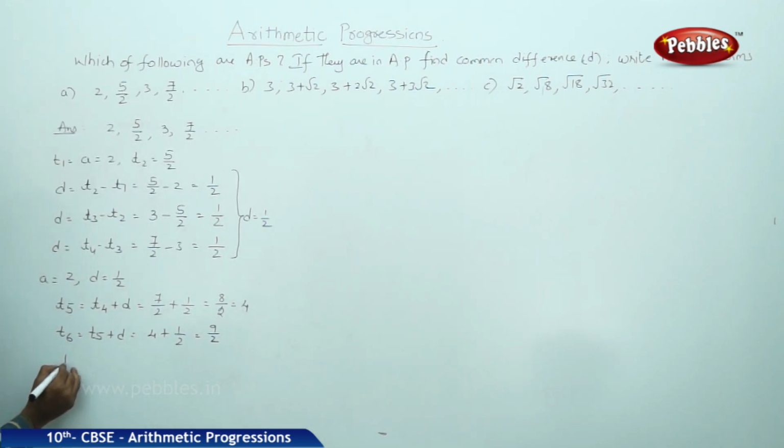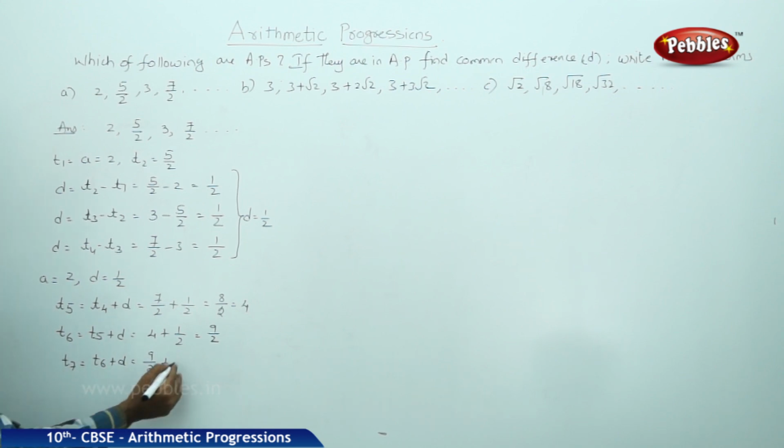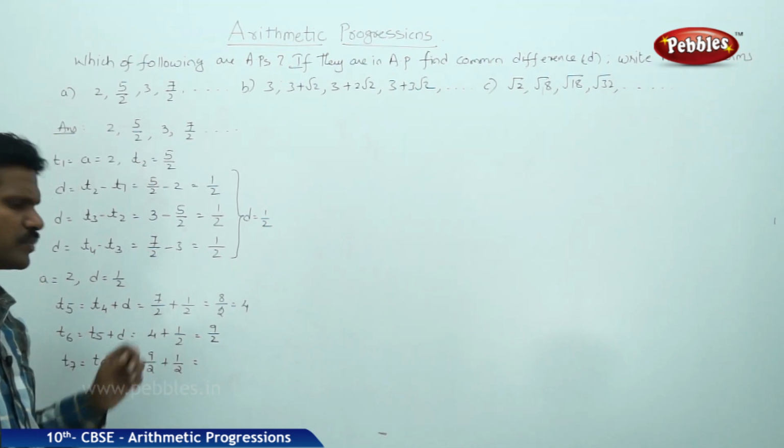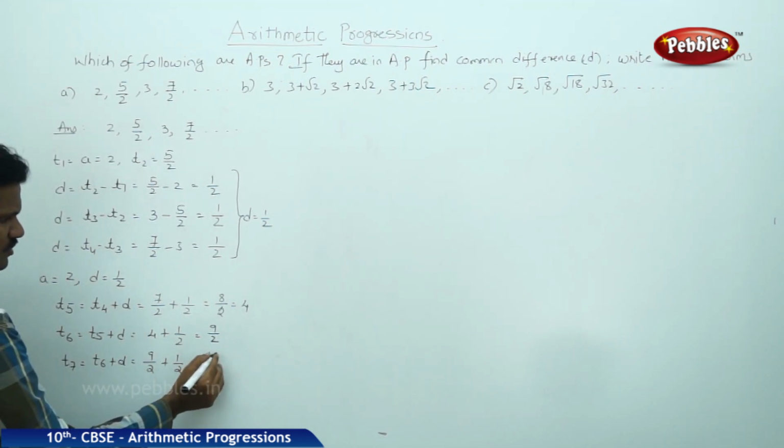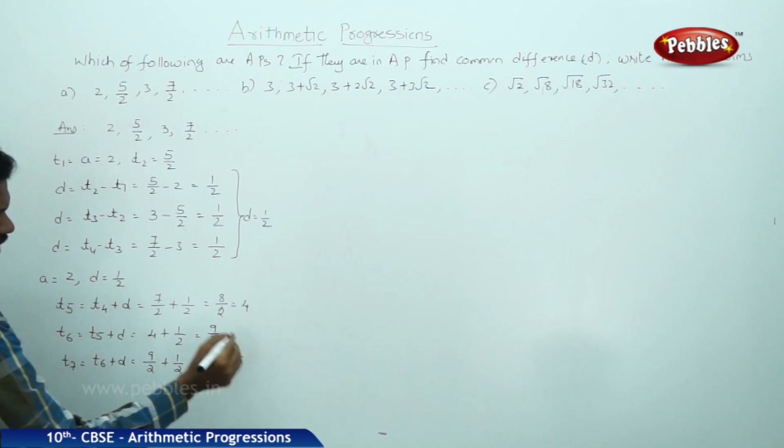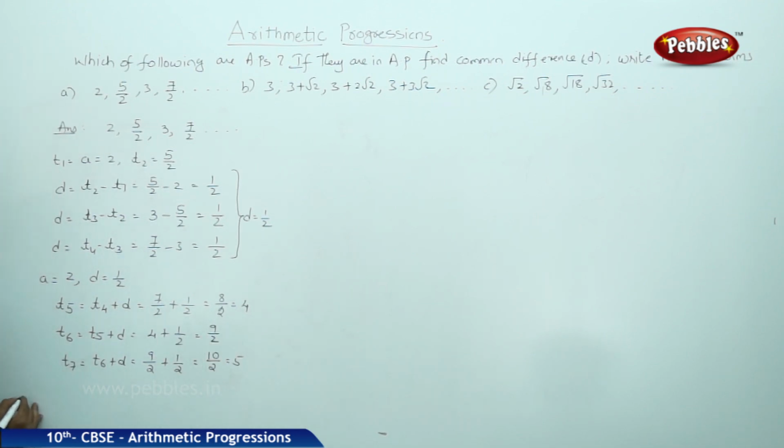Now T7 is equal to T6 plus D. That is T6, nothing but 9 by 2, plus D is 1 by 2. Now here the denominators are same. 9 plus 1, that is 10 by 2, that is equal to 5. Therefore, the next three terms are 4, 9 by 2, 5 and so on.